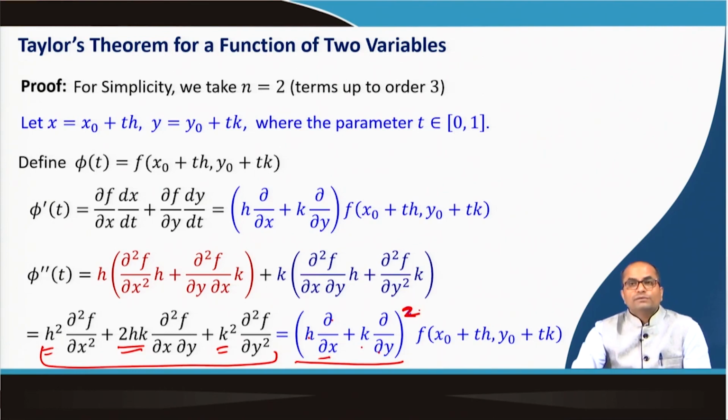This is a kind of notation we are using for simplicity, because it is easy to write and also easy to understand. Also, it is very easy to relate to Taylor's theorem of one variable. So, these are the second order derivatives.